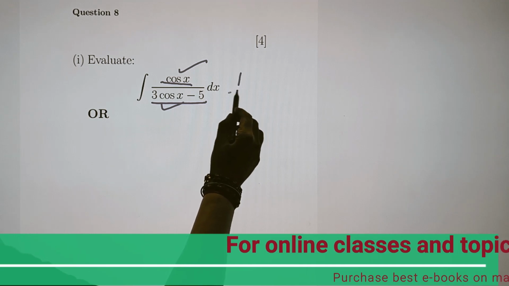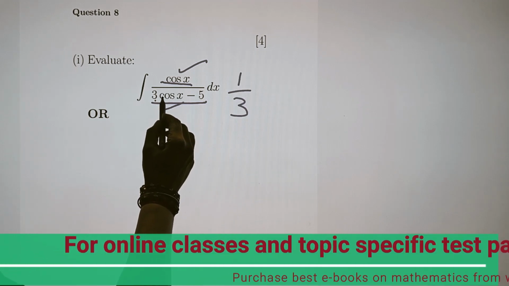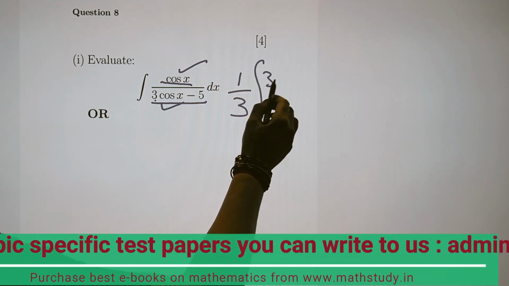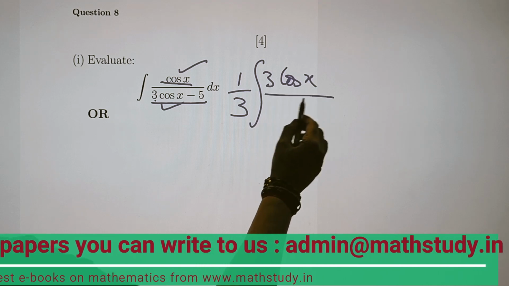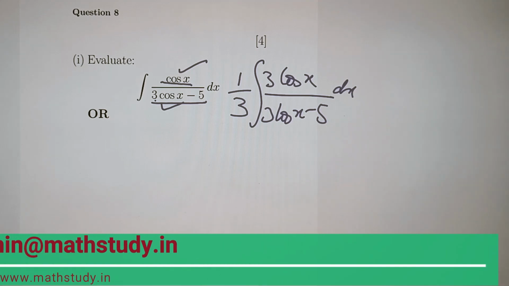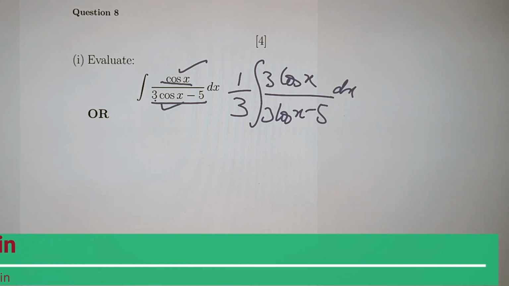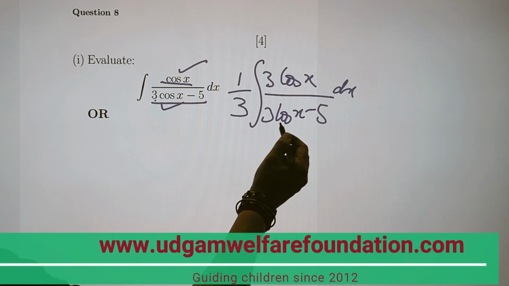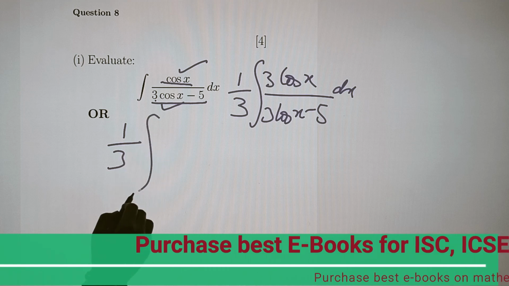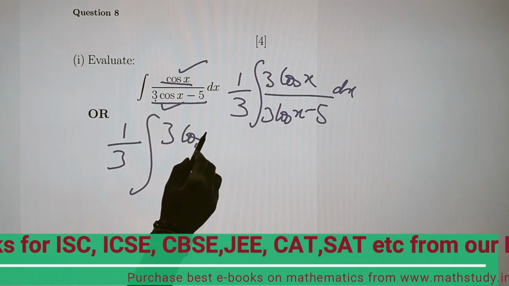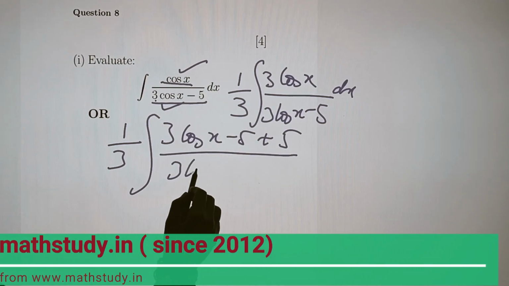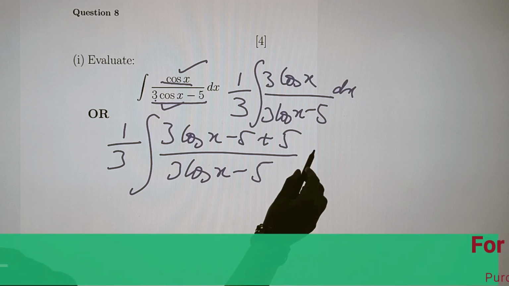How? Let's understand. We require 3 with cos x here. So we will simply multiply and divide by 3 first. So it will become like this, 3 cos x upon 3 cos x minus 5 dx. Very simple. So this is our first step. Now after that, we require minus 5 here, so we can do plus minus 5. Very simple. 3 cos x minus 5 and plus 5 here. So in the denominator it is the same.